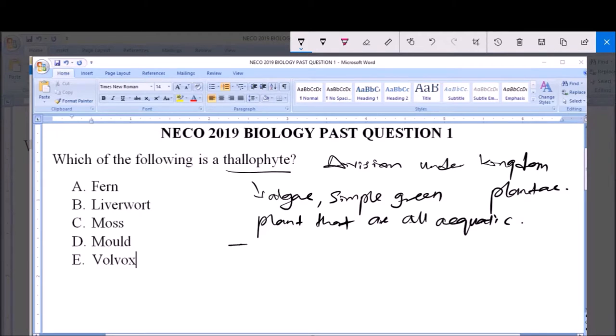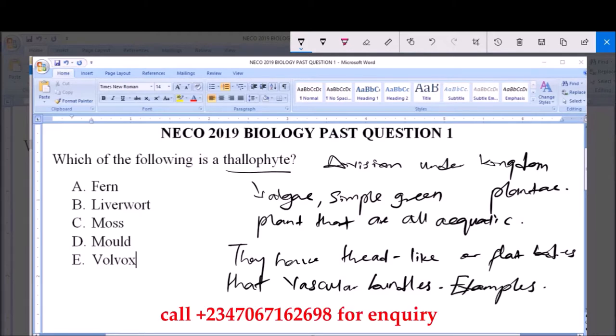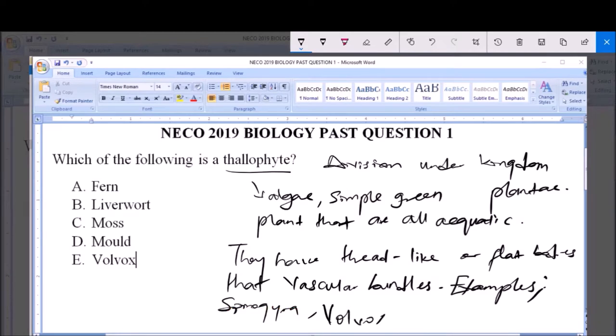Now they usually have thread-like, or you call it filamentous, or flat bodies. These plants lack vascular bundles. So that means the thallophytes do not have stem. They lack vascular bundles. They do not have stem. They do not have roots. Examples of thallophytes include Spirogyra, and also Volvox is an example of thallophytes. They are algae.